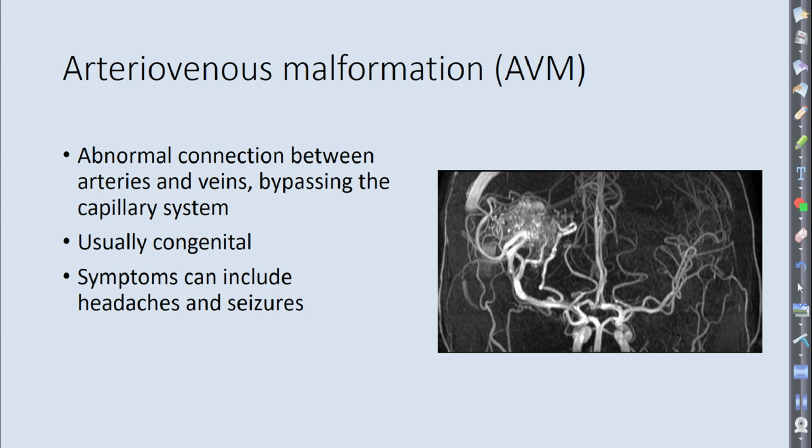All right, some pathology. Here's arteriovenous malformation. This is an abnormal connection between arteries and veins bypassing the capillary system. This is usually congenital, and symptoms may include headaches and seizures. So maybe your patient had an AVM here.